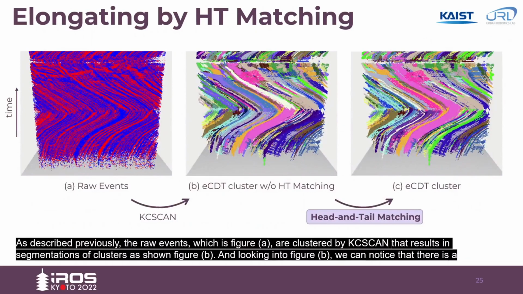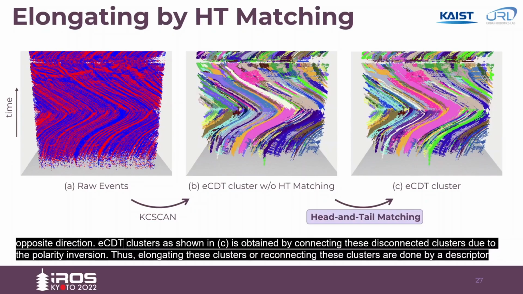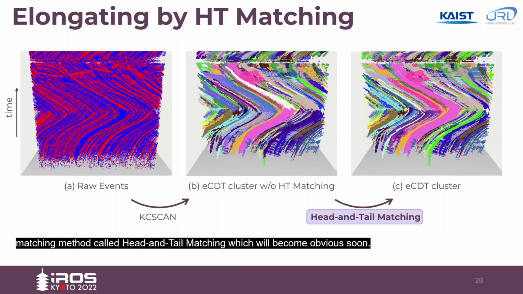As described previously, the raw events, which is in figure A, are clustered by KCSCAN that results in segmentations of clusters as shown in figure B. And looking into figure B, we can notice that there is a horizontally abrupt discontinuity in the clusters. The reason for this discontinuity becomes obvious as we look back into the raw events in figure A. We notice a polarity inversion which is caused by the camera moving in the opposite direction. eCDT clusters as shown in C is obtained by connecting these disconnected clusters due to the polarity inversion. Thus, elongating or reconnecting these clusters is done by a descriptor matching method called head and tail matching, which will become obvious soon.